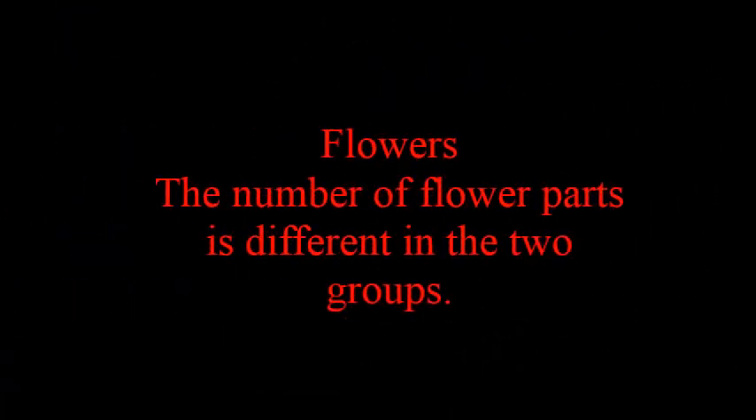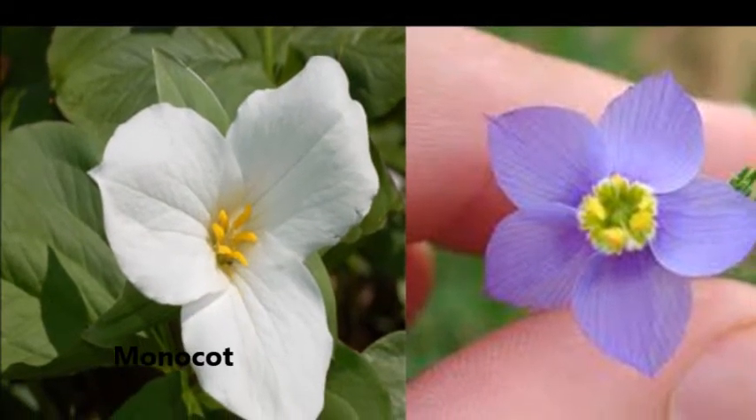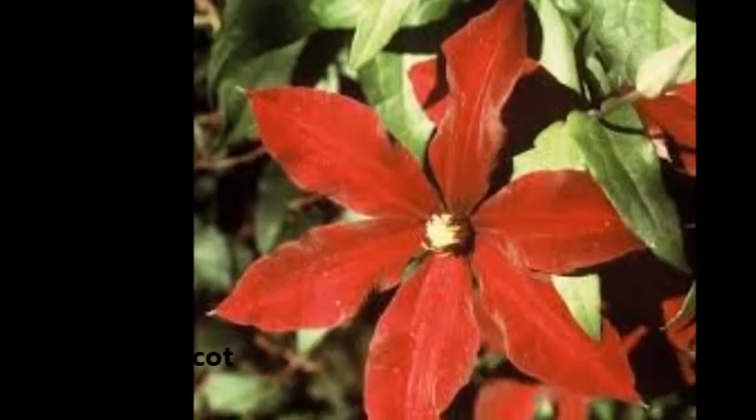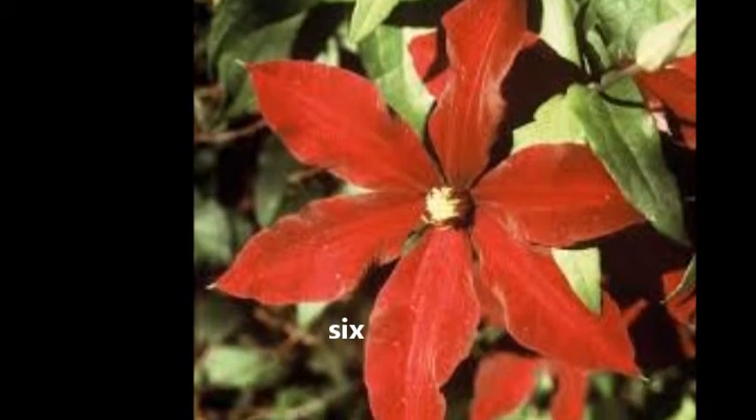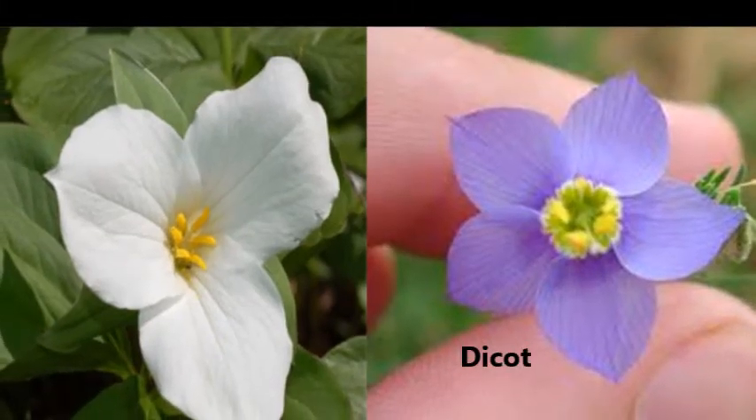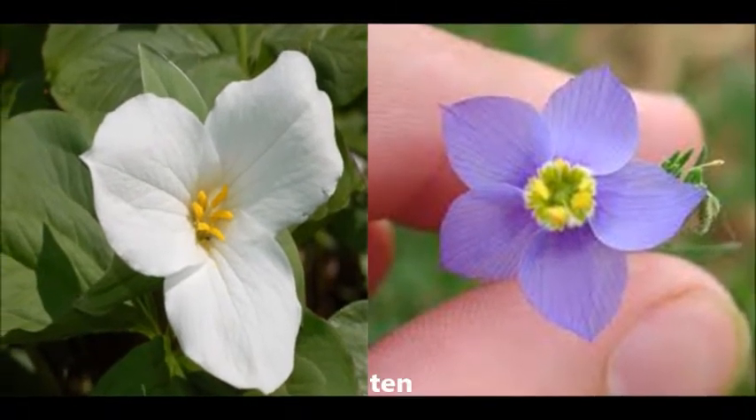The flowers of monocots are in parts of 3, while the dicots are in parts of 4s and 5s. As we see an example on the left of the monocot flower, it has 3 leaves. This can be in multiples, usually found in 6 or 9. And on the right, we see the dicot flower, which has 5, and it's usually found in 10s or so.